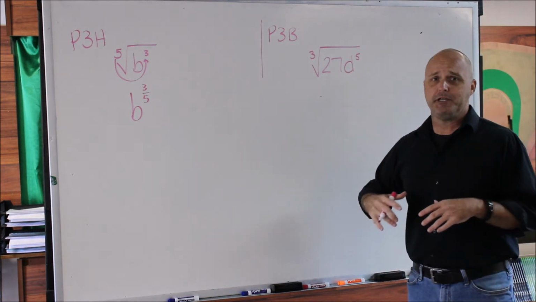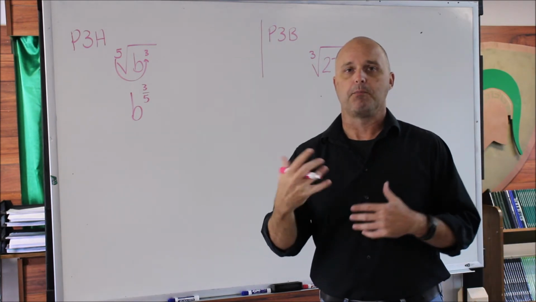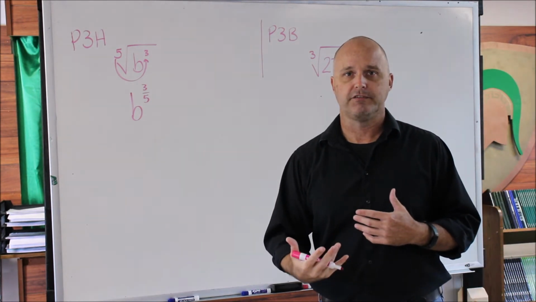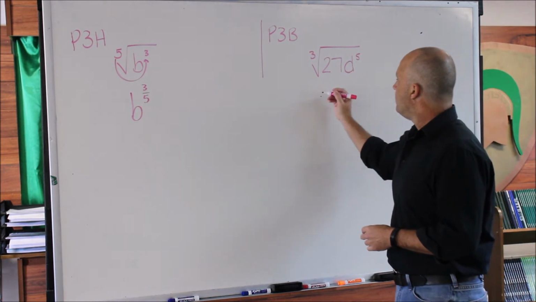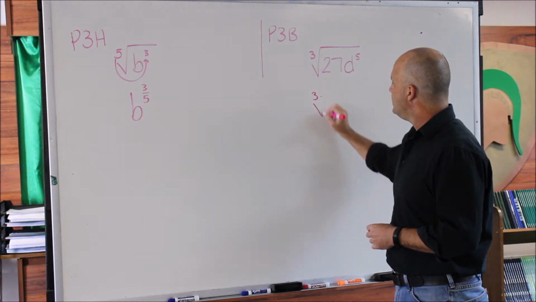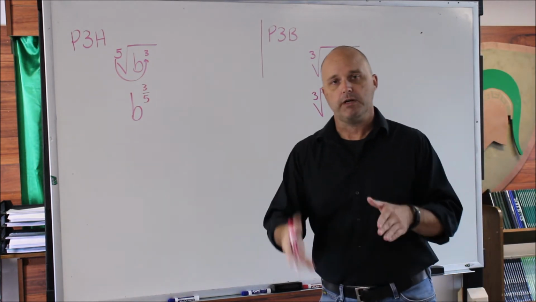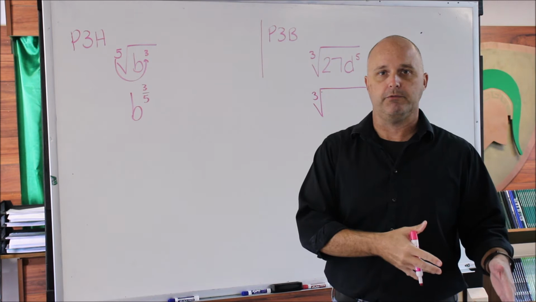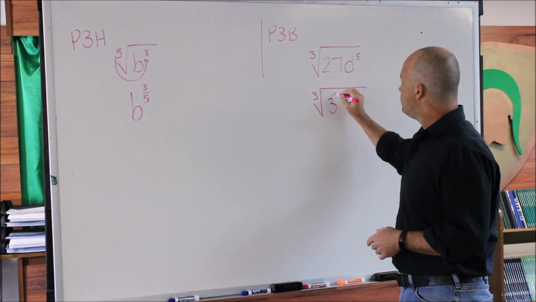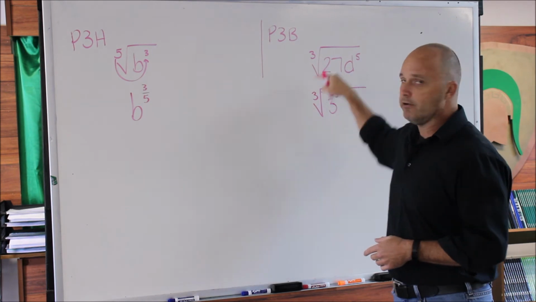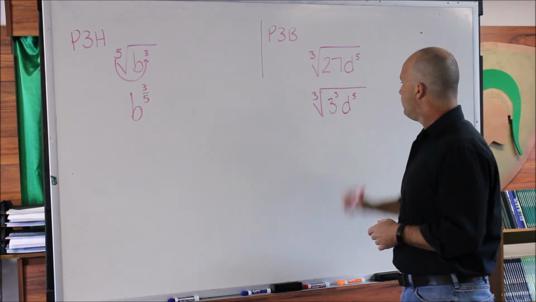But you're going to be doing some other work later on that's going to require you to be able to break down your bases to even smaller bases like we did in the last problem. So what I'm going to do with this is take that 27 and break that down as much as I can. 27, the smallest base you can get with 27 is 3. And when you take it down to a 3, it's 3 to the 3rd. So 3 to the 3rd is equal to 27. Then you have d to the 5th.